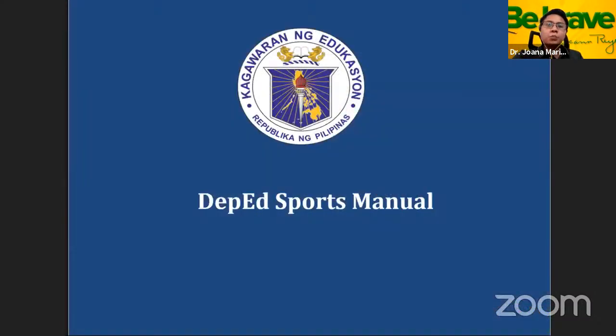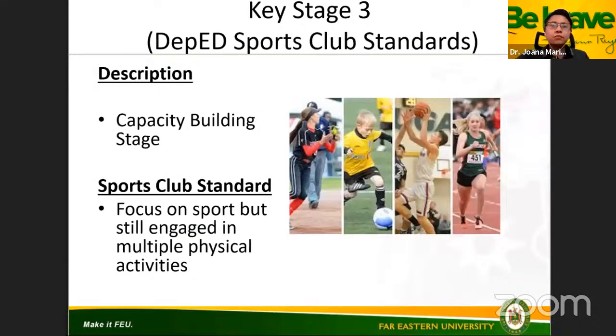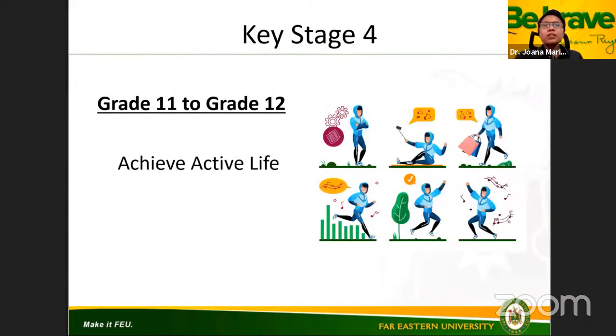And then for the DepEd Sports Manual, for key stage 3, for high school students, the description is the capacity building stage. Focus on sports but still engage in multiple physical activities. They now have a sport they focus on, but they can still play whatever other sports they want. And then for key stage 4, senior high school, grade 11 to grade 12, achieve an active lifestyle.